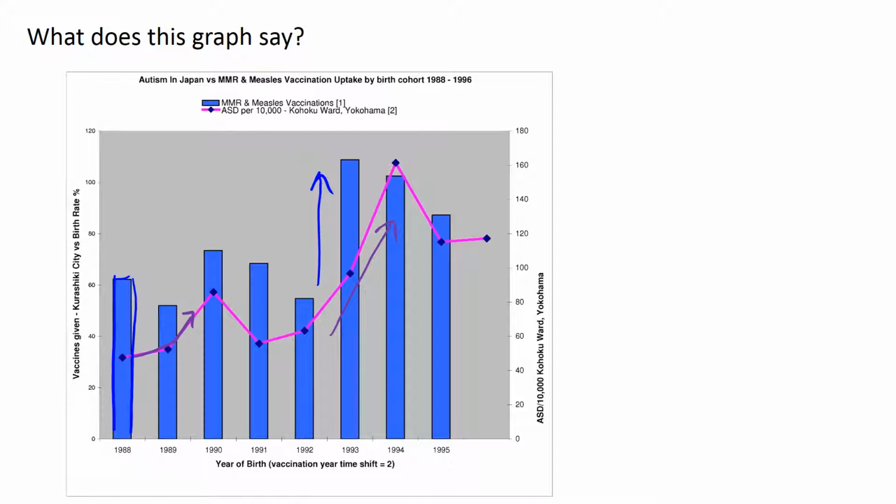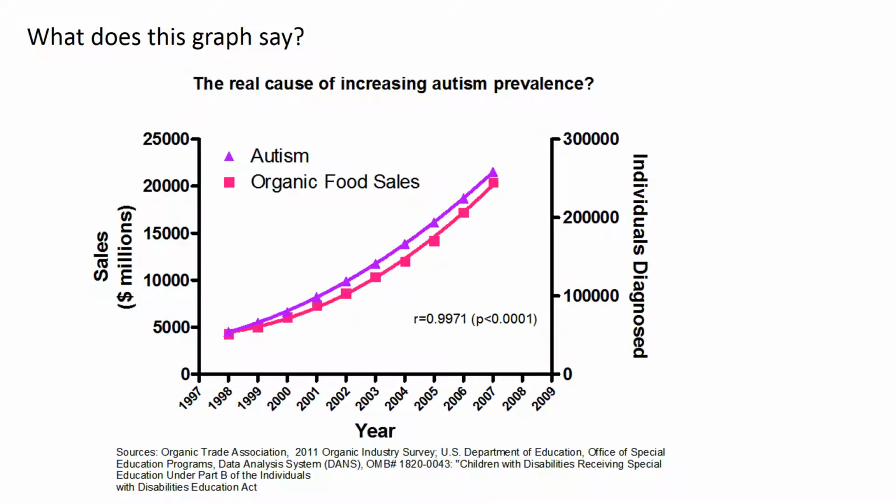And so what I want to talk about now is how we find links in data. Here's another graph to compare to that previous one. This is showing that there's been an increase in autism diagnoses here in the darker purple against the increases in food sales, organic food sales, I should say. So is this graph saying that autism is being caused by increasing amounts of organic food?